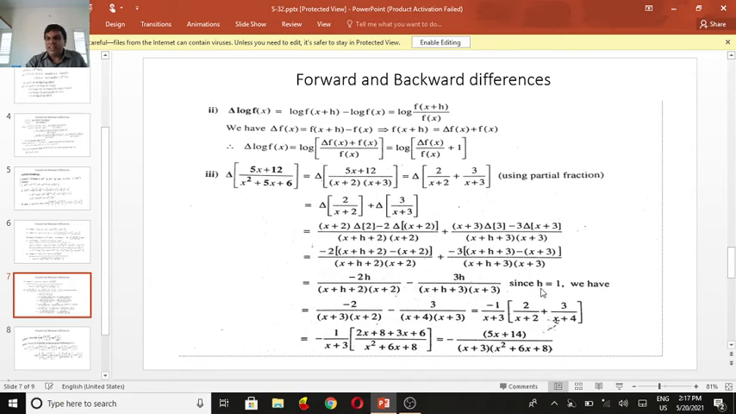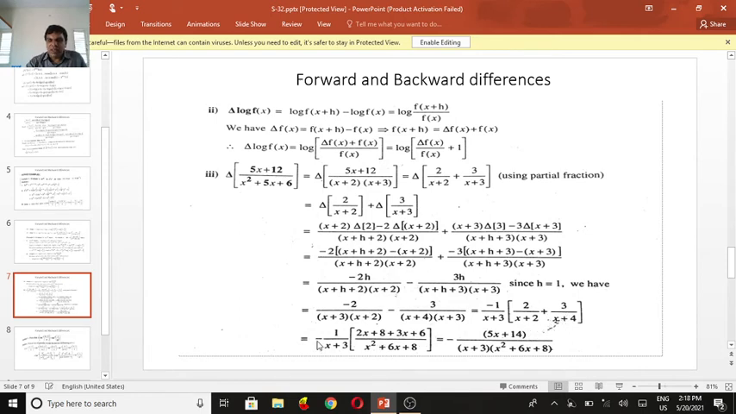Since the interval h is 1, we have minus 2 divided by (x plus 3)(x plus 2), replacing h by 1 so we get 1 plus 2. So for (x plus 3)(x plus 2) we get minus 3 divided by (x plus 4)(x plus 3). Again, we take minus 1 by (x plus 3) as common, and we get 2 divided by x plus 2 plus 3 divided by x plus 4. Again, rationalize and simplify: (x plus 2)(x plus 4), 2 times (x plus 4) plus 3 times (x plus 2).